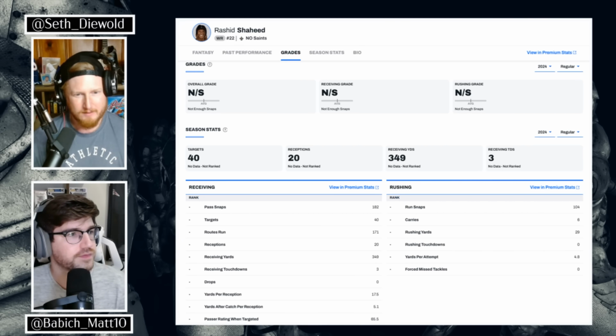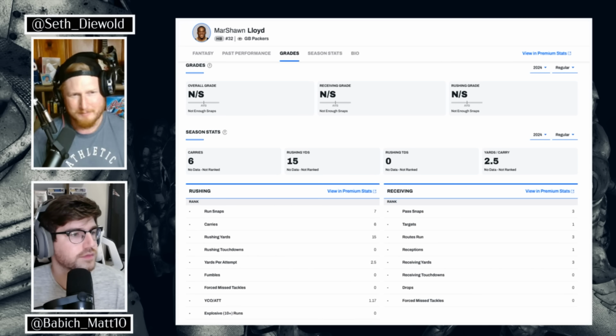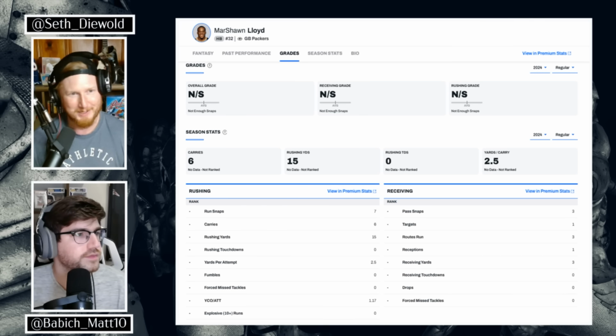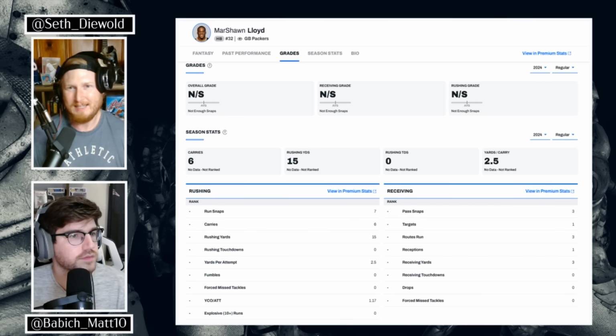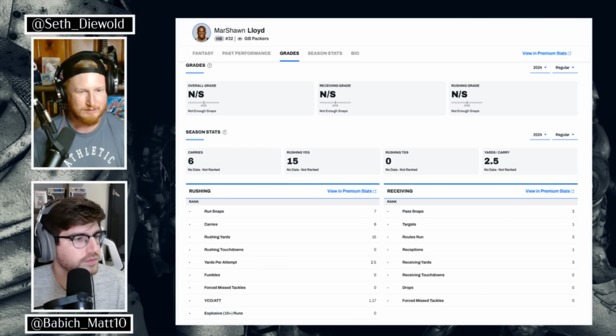My next player is another running back. And to be honest with you, I'm not sure why he's ranked this low. And you can see a theme throughout all of my picks. It's second-year players, third-year players. And this is MarShawn Lloyd. And according to Dynasty Data Lab, he is player number 198 off the board.